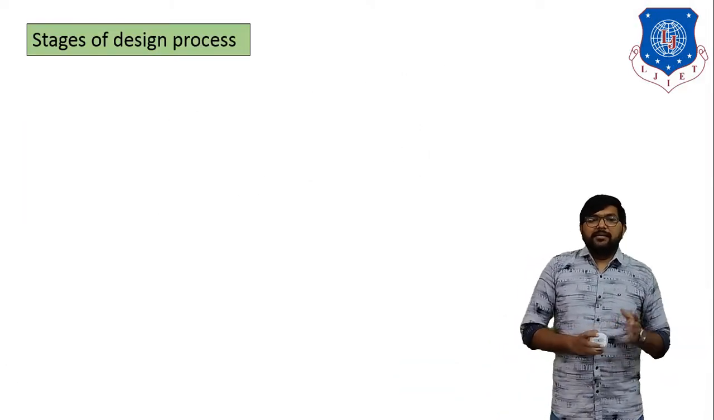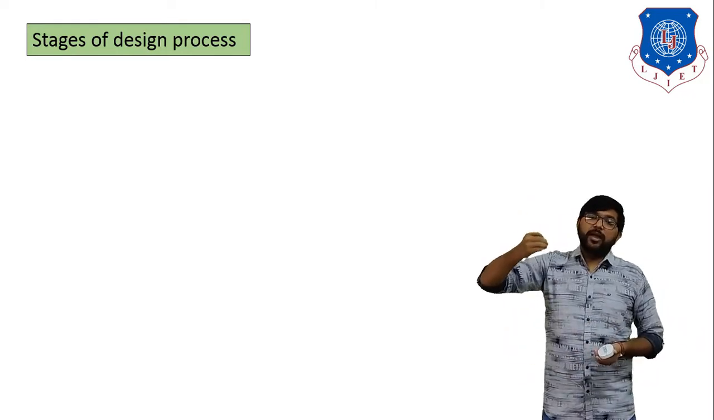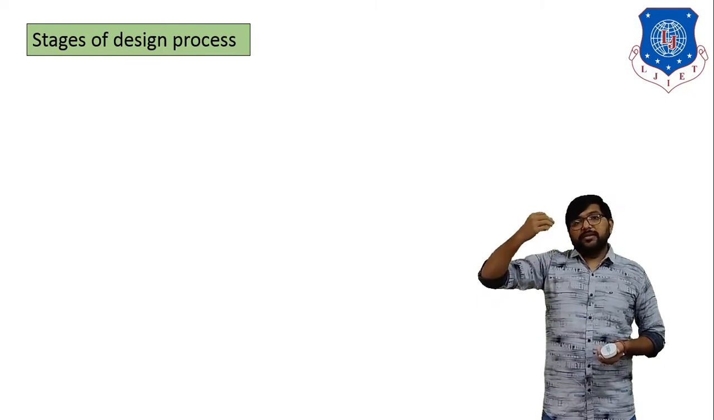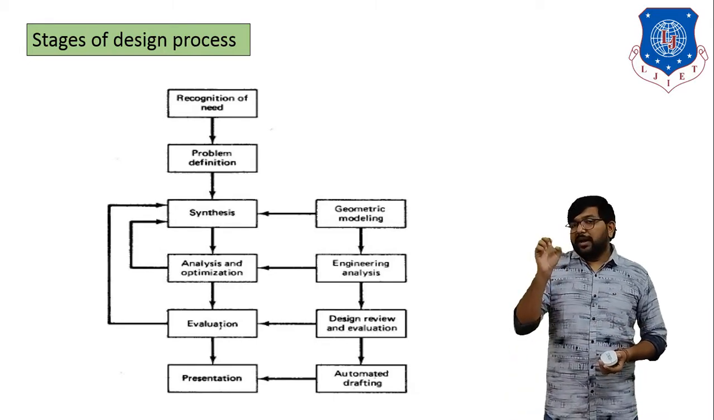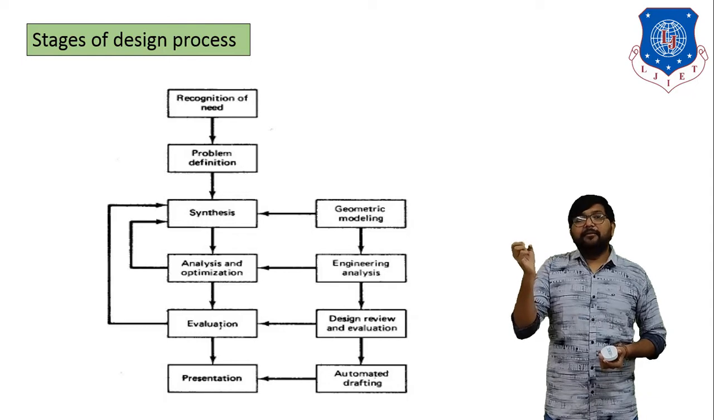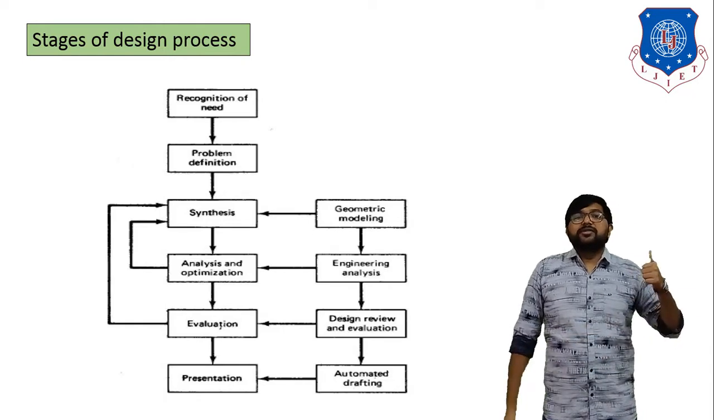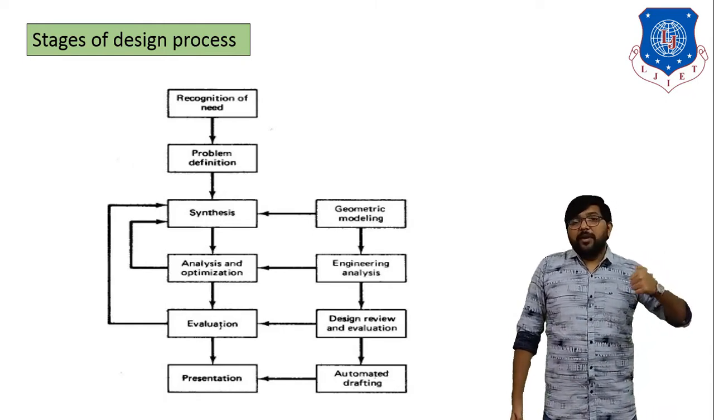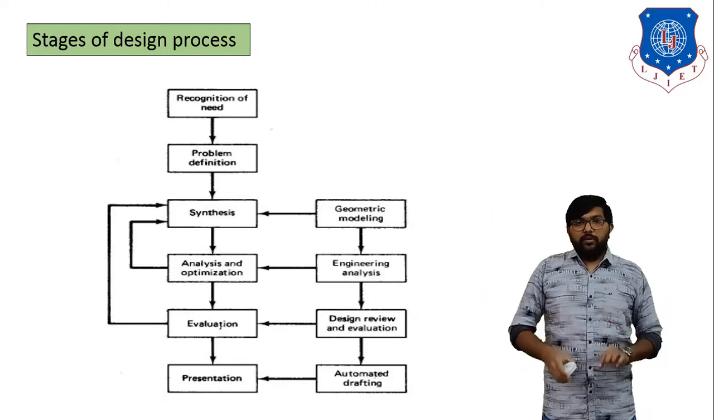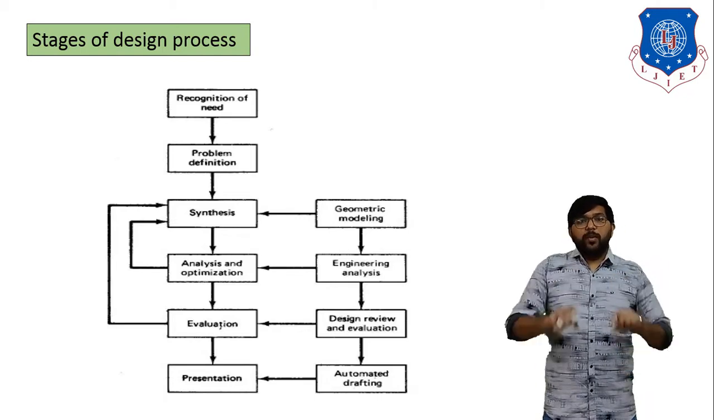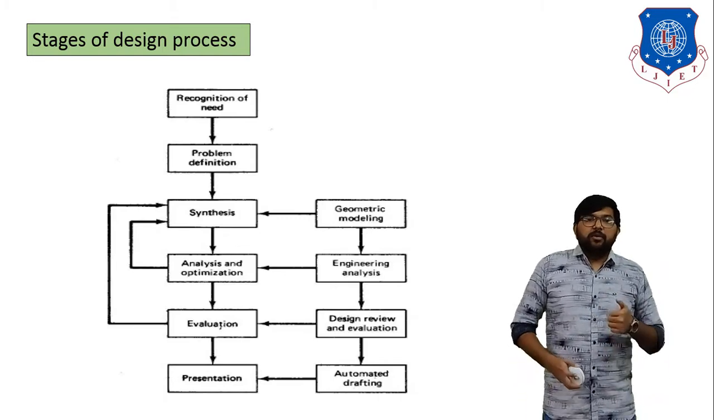Now the next topic is the stages of the design process. That means we have to follow some stages to make a proper design. First is the recognition of need. That means we have to collect and identify some basic requirements related to our design. It's called recognition of need. Second is problem definition. Once you decide to design a component, you have to elaborate your design or your problem in one simple statement. It's called problem definition.